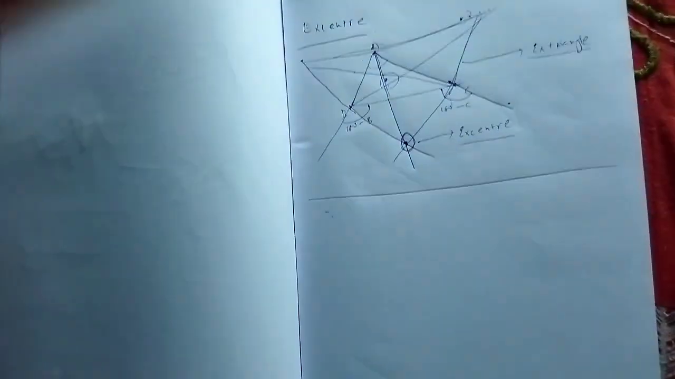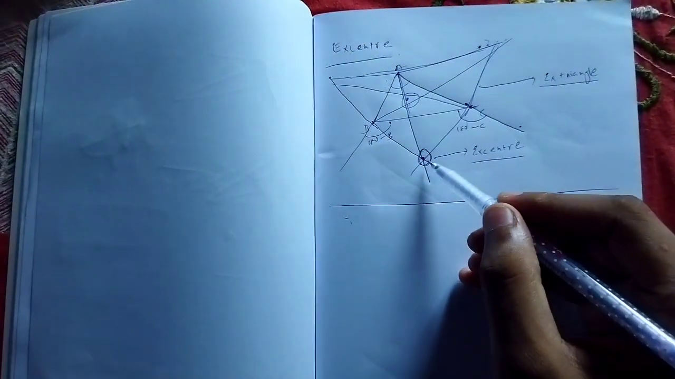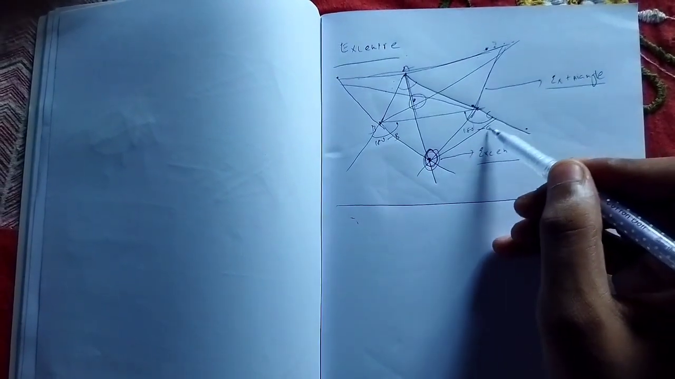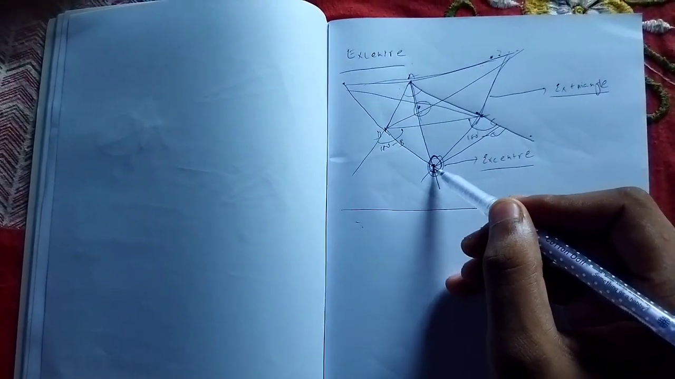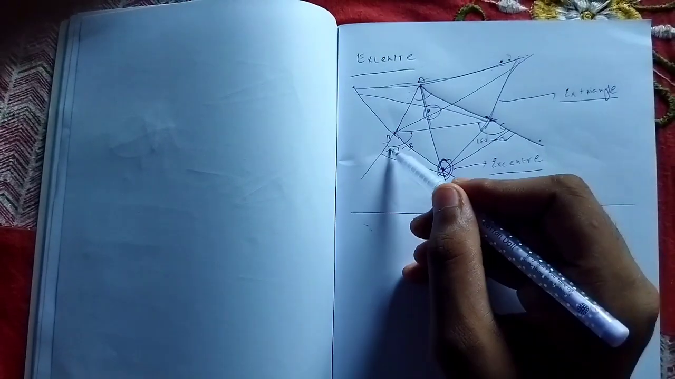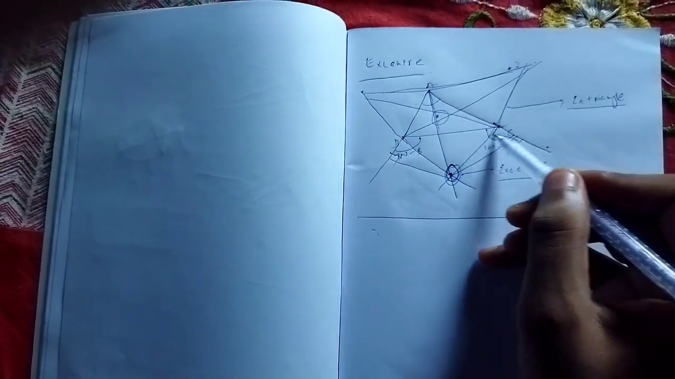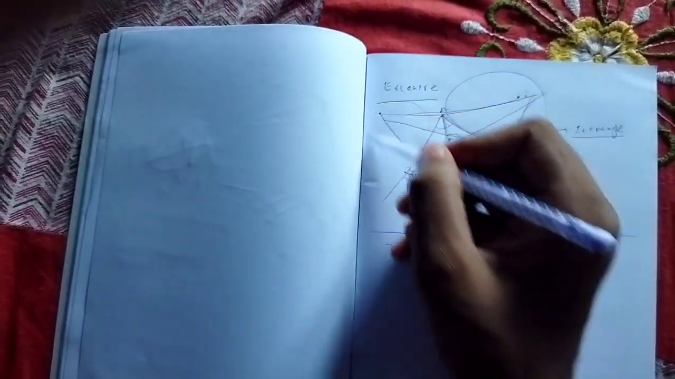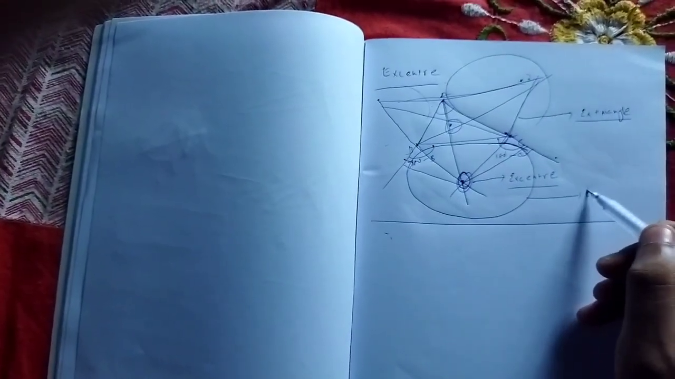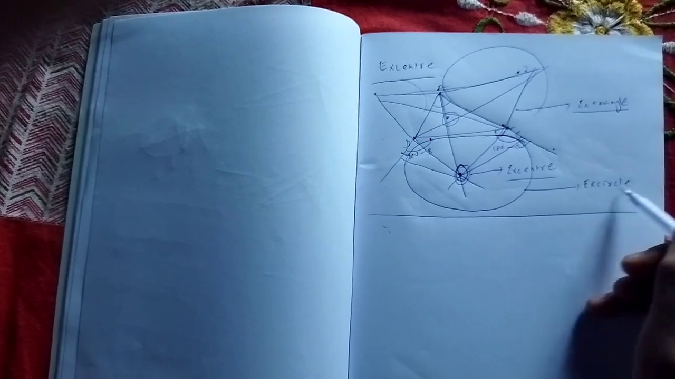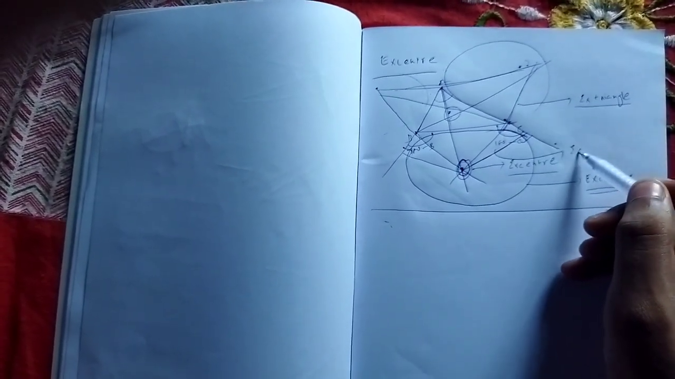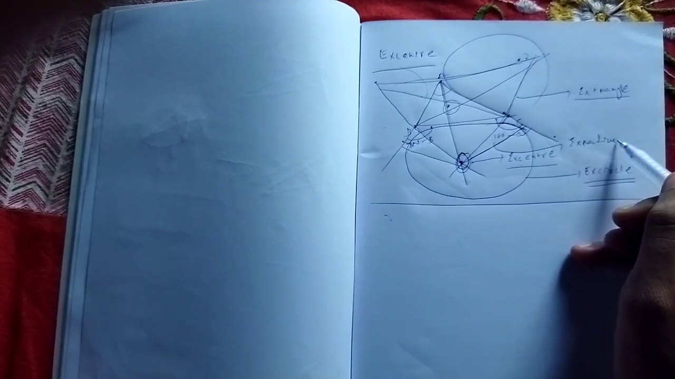And one more thing. A circle can be drawn by taking this as center and drawing a perpendicular to any of these sides, and a circle can be drawn here. Similarly here and here. These are known as excircles. These excircles have a radius known as the exradius.